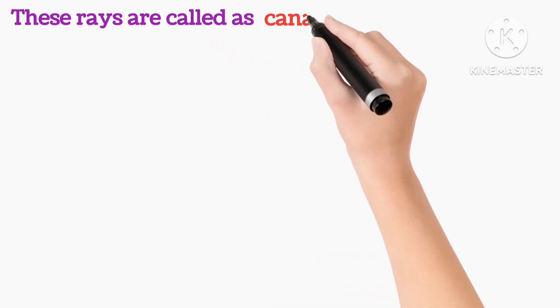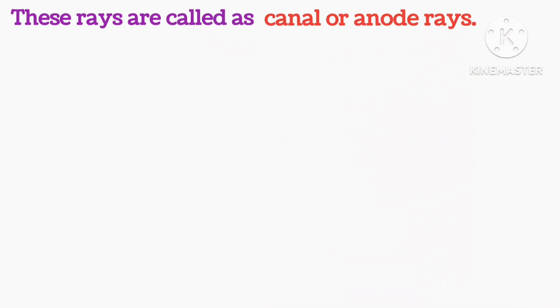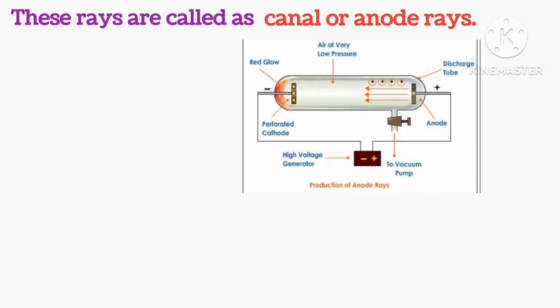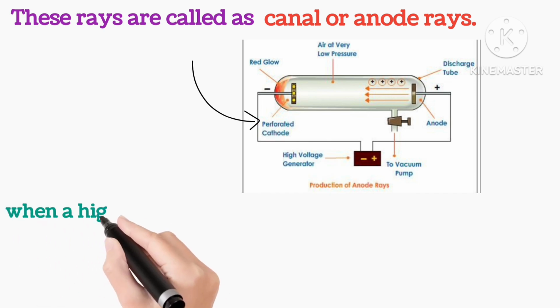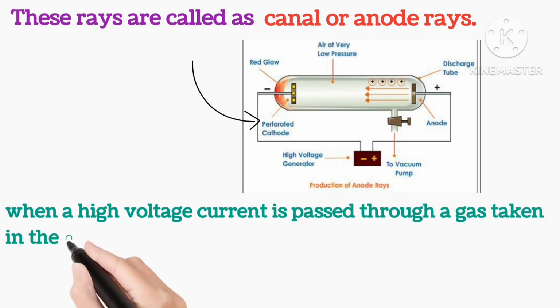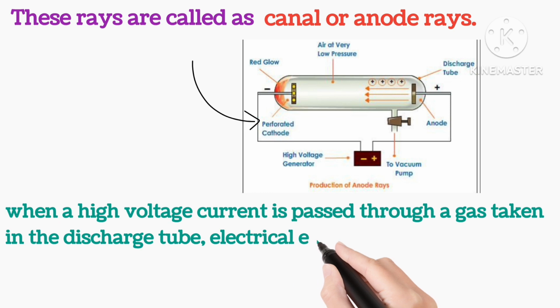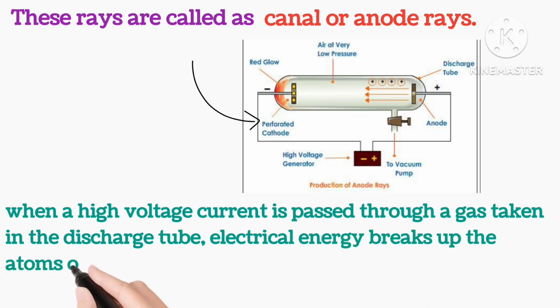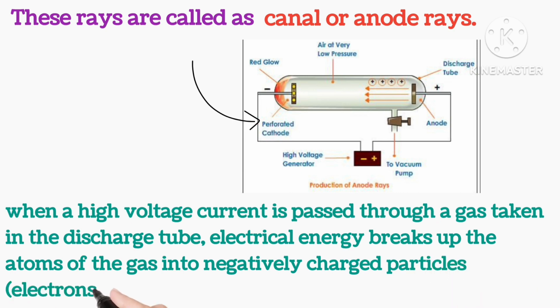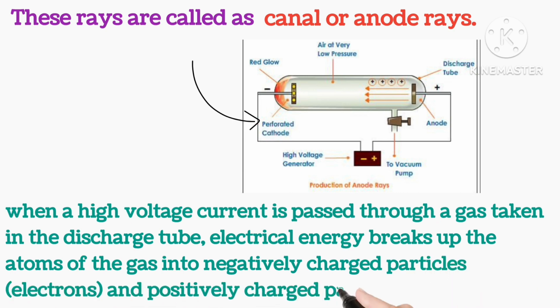These rays are called canal or anode rays. You can see in the picture the perforated cathode, meaning cathode with holes. When a high voltage current is passed through the gas taken in the discharge tube, electrical energy breaks up the atoms of the gas into negatively charged particles, electrons, and positively charged particles, protons.